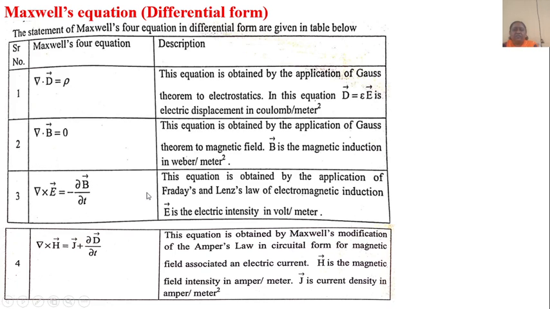First equation, that is del dot D equal to rho, is obtained from the Gauss theorem of electrostatic, and del dot B equal to 0 is obtained from Gauss theorem in magnetic field. Del cross E equal to minus delta B by delta T is obtained by Faraday's law and Lenz's law of electromagnetic induction. And fourth equation, that is del cross H equal to J plus delta D by delta T, is obtained by Maxwell modification of the Ampere's law in circular form for magnetic field associated with electric current.